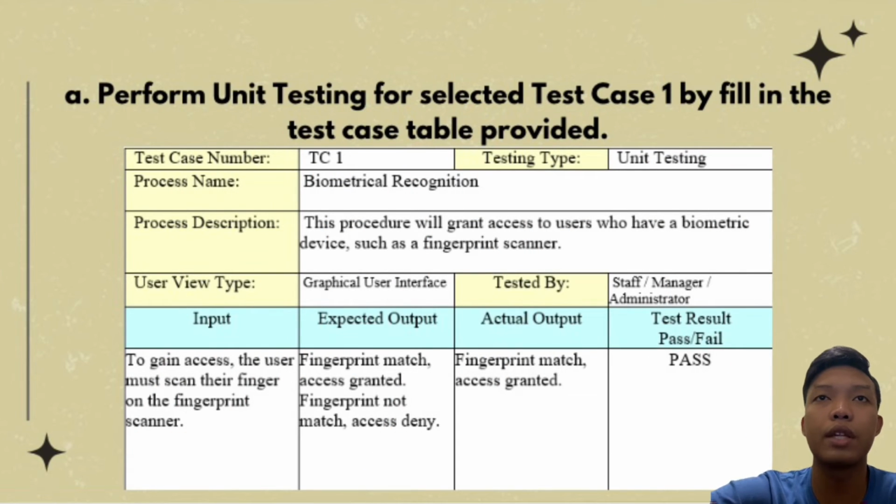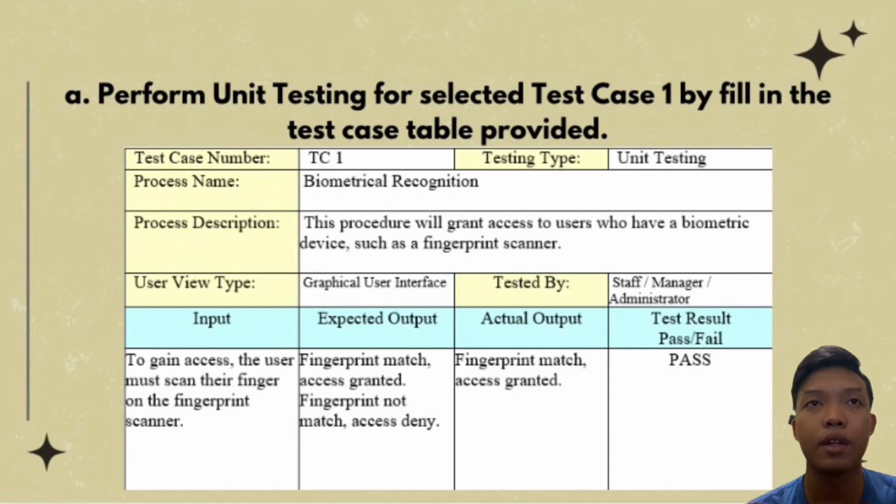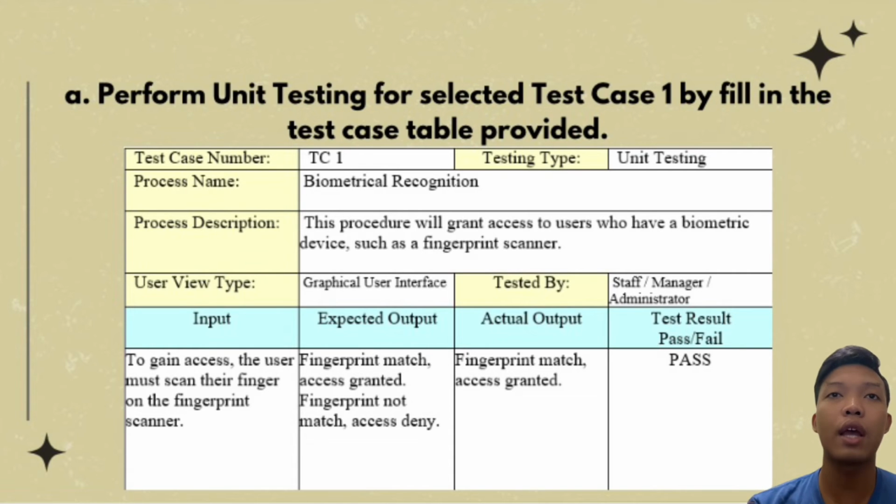If it still cannot match, use your code to record your attendance. Okay, to perform unit testing, we select test case 1 by filling in the test case table provided. Test case 1 testing type is unit testing. The process name is biometrical recognition. Process description: this procedure will grant access to users who have a biometric device such as a fingerprint scanner. User view type is graphical user interface.